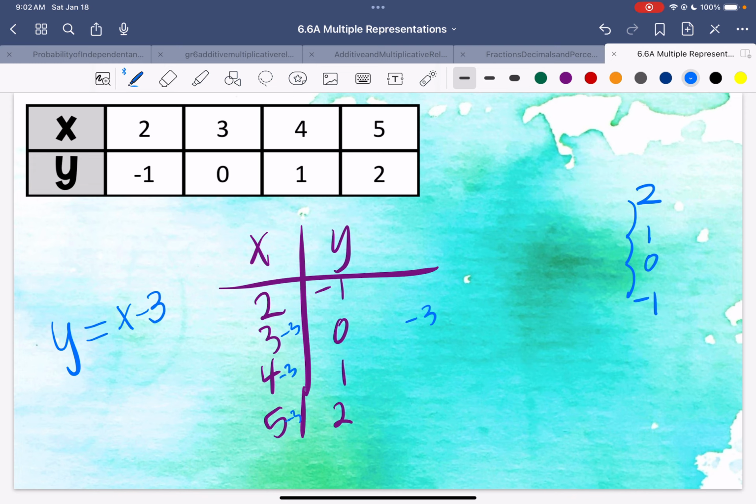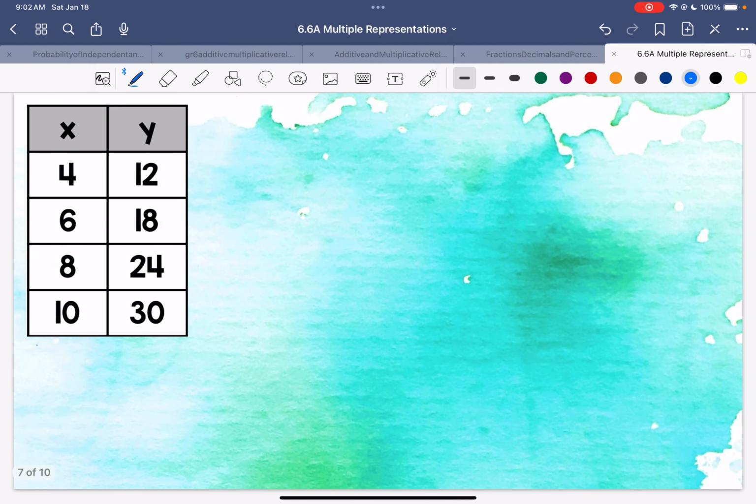So this is an additive relationship. You could also graph it so you could visually see it. All right, so let's look at this one.